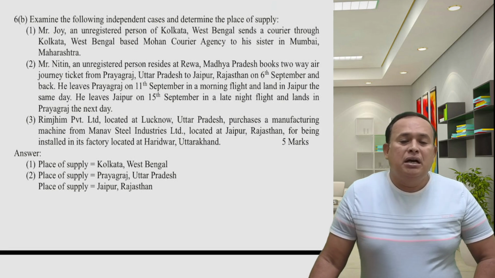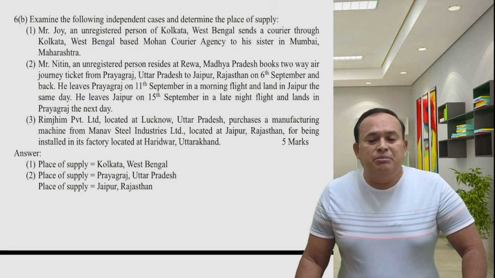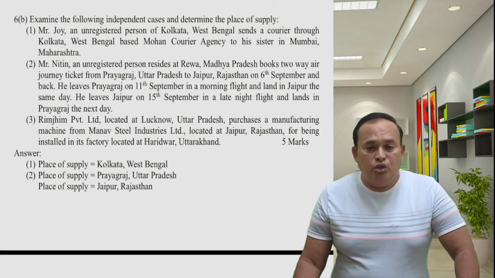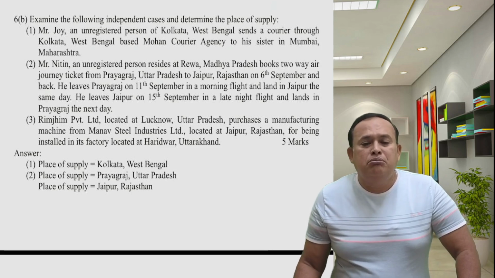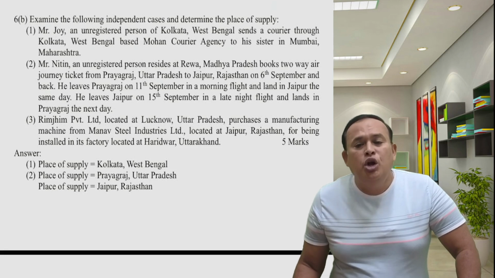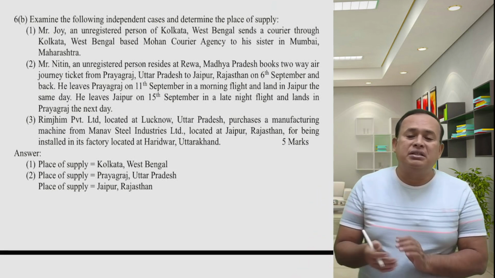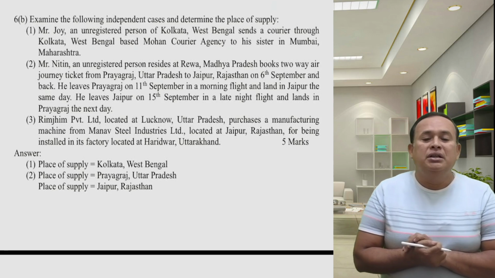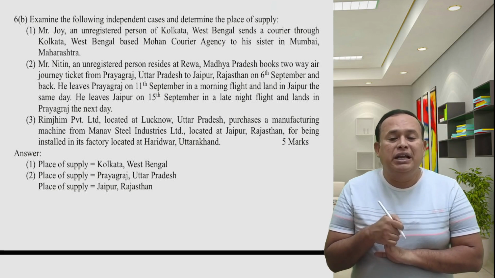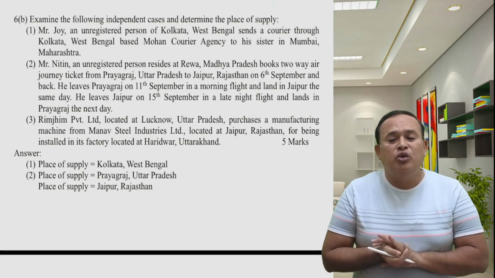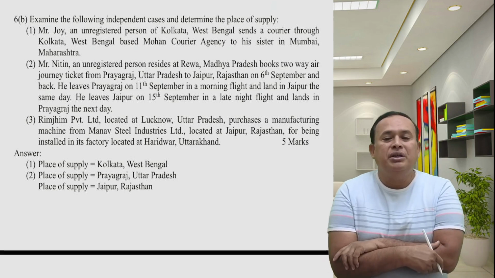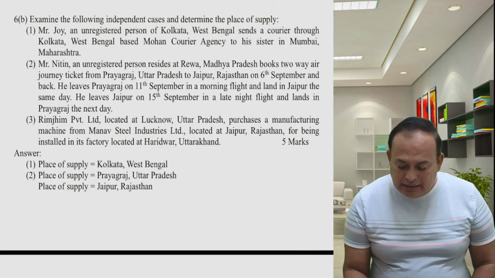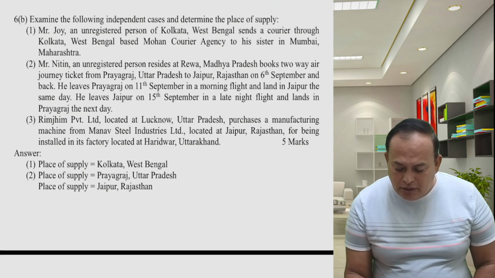3. Rim Jim Private Limited, located at Lucknow, Uttar Pradesh, purchased a manufacturing machine from Manav Steel Industries Limited, located at Jaipur, Rajasthan, for being installed in its factory located at Haridwar, Uttarakhand. They are asking to find out the place of supply.